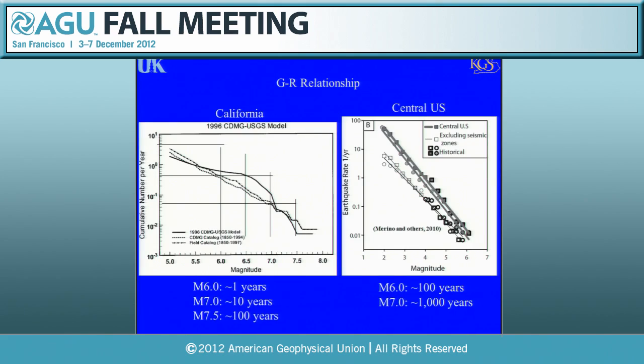For comparison purposes, I take this from the USGS hazard model, I think the 96 model. This kind of data is much more active for California. You can generally see a magnitude 6 in approximately a few years, magnitude 7 on the order of a decade, and magnitude 7.5 in a 100-year range. But if you look at the central U.S., you see magnitude 6 in a 100-year range and magnitude 7 in 1,000 years. This is taken directly from the regional seismicity.